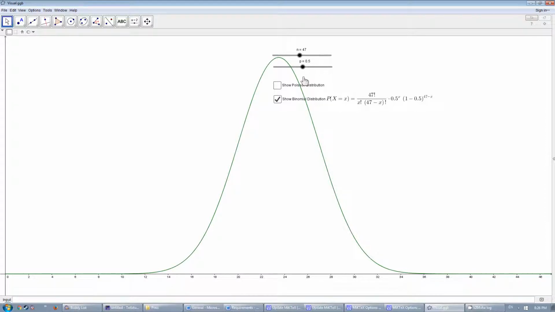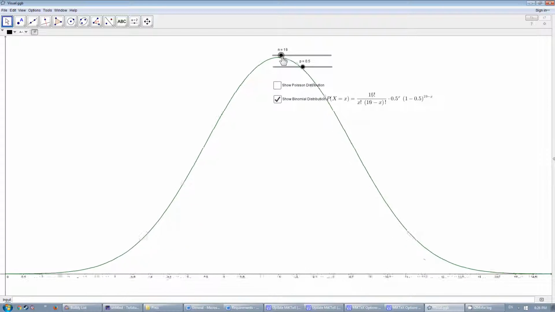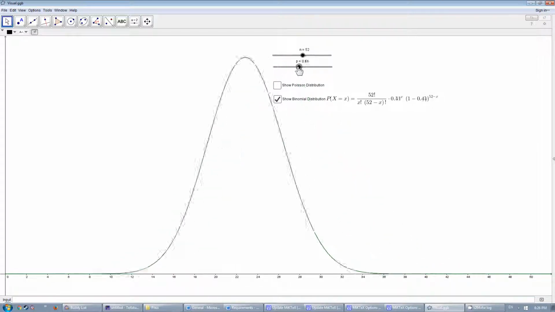And here is the equation for the PDF. Here's the combination in front, and then we have the probability of success and the probability of failure. And we can change n and p. You can see kind of how it changes. And we can shift it around.